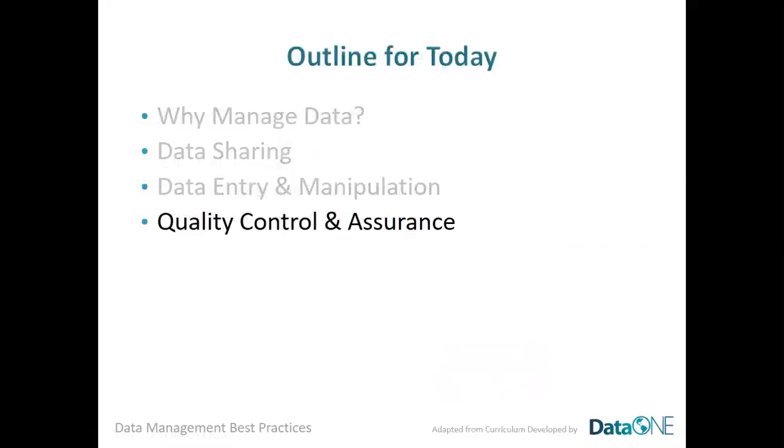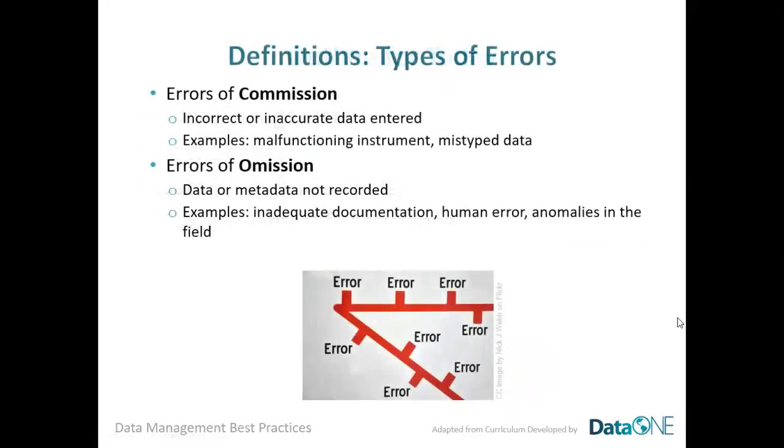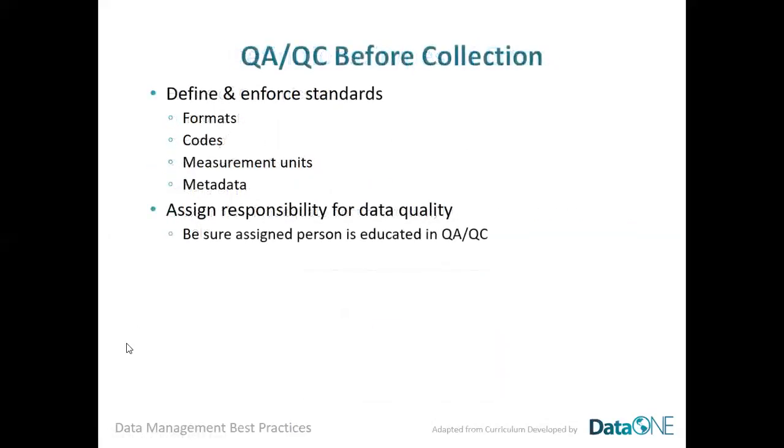Let's talk a bit about quality control and quality assurance things that we can do. Just be aware that while you're entering data, there are different types of errors you can commit. Errors of commission, which is where incorrect or inaccurate data have been entered. An example could be a malfunctioning instrument spitting off incorrect data or mistyped data. But you can also make errors of omission, where you've just not entered data where you should have entered data. It could be by human error, or a malfunctioning instrument could do the same thing. So there are two ways that you can make errors, and if you're aware of them, it helps you to remember to look out for them.